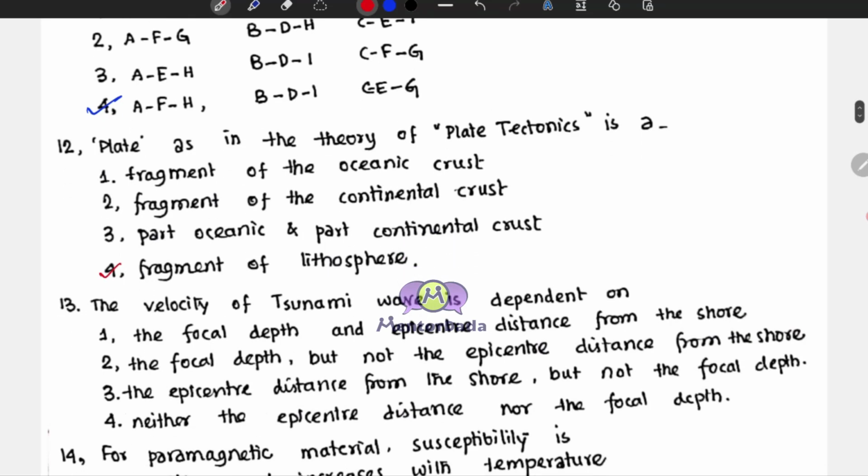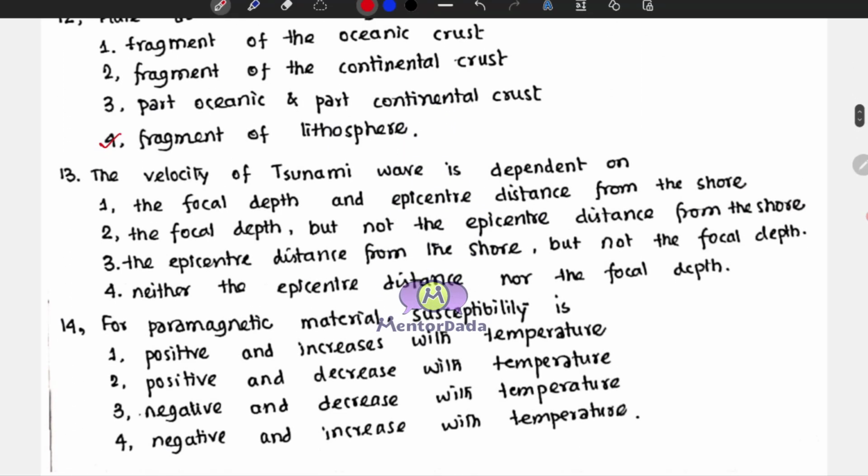Okay, now MCQ number 13, the velocity of tsunami wave is dependent on. So first of all, let's memorize the velocity of tsunami wave. Velocity of tsunami wave is equal to root over GD. D means depth of sea floor. Okay, D means depth of ocean.